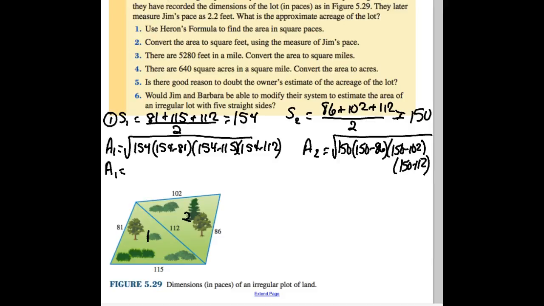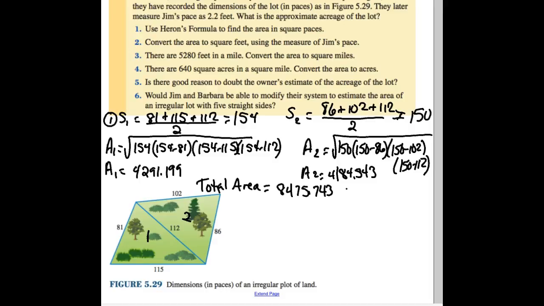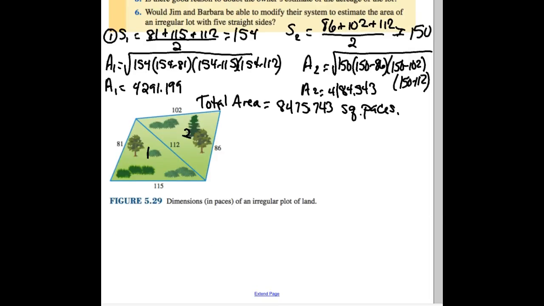All right, our first one we should have 4,291.199, and our second area is 4,184.543. So total area, if we add those two together, gives us 8,475.743. Now that is in square paces. Then part 2 says to convert the area to square feet using the measurement of Jim's pace, which was 2.2 feet.